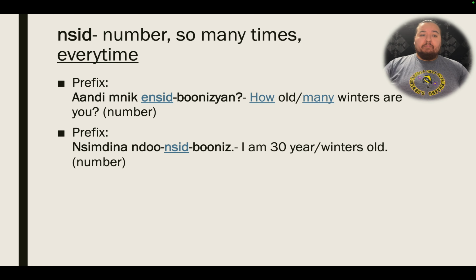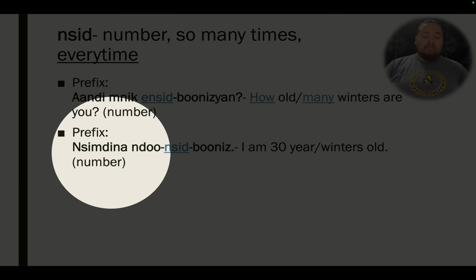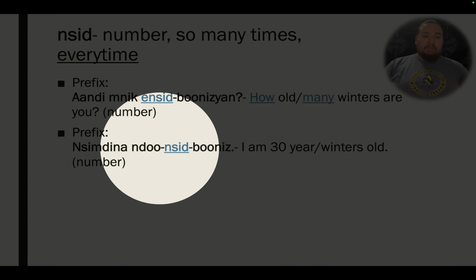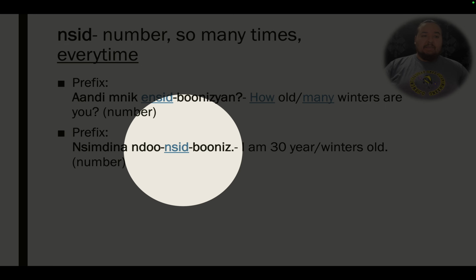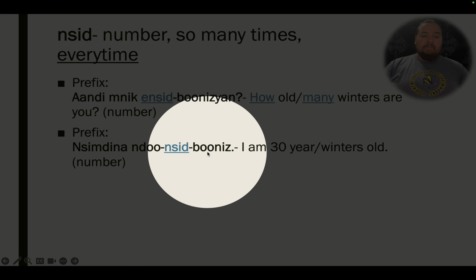Here's another prefix used for it. Nsimdana and don sidbon is. So that means I'm 30 winters old or 30 years old. Nsimdana 30. Ndo is our extended pronoun for I am. Nsid is the specific number. Bon, winters.